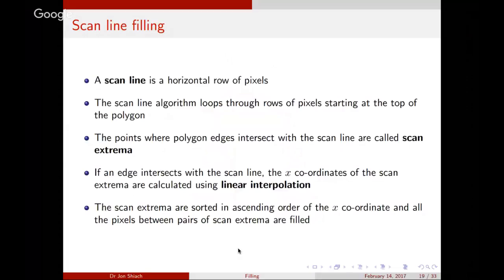What we can also do is, if we have a concave polygon, we sort those scan extrema coordinates, so the x-coordinates of the scan extrema, in ascending order. And then what we do is we take pairs of scan extrema and we fill in all the pixels between those pairs. So that's essentially what the method is. It's all about rows of pixels.